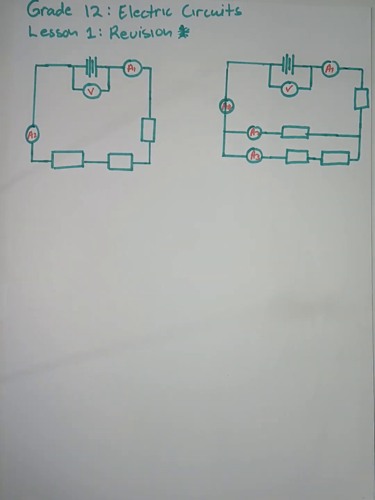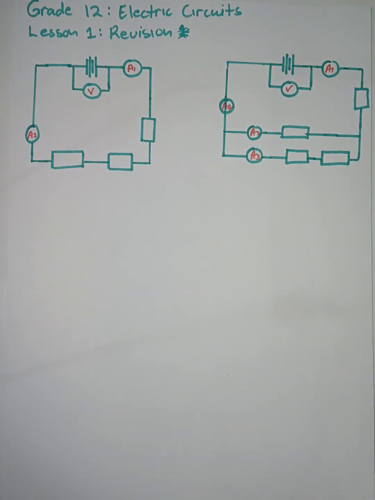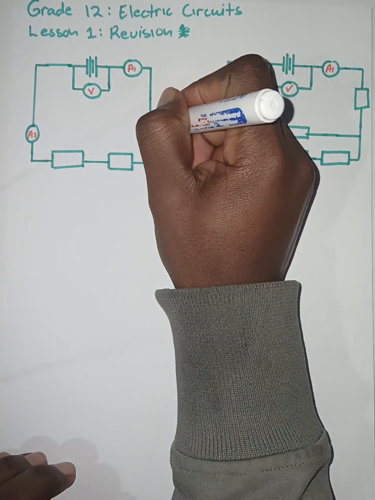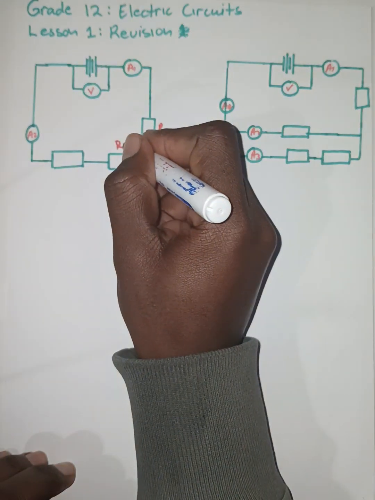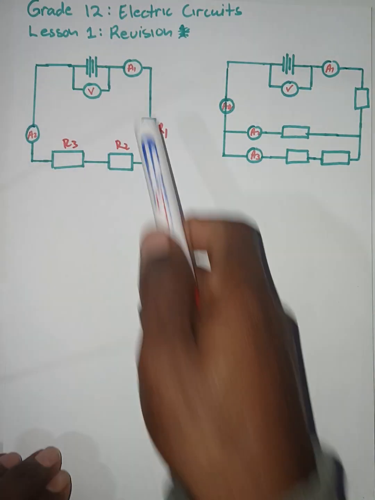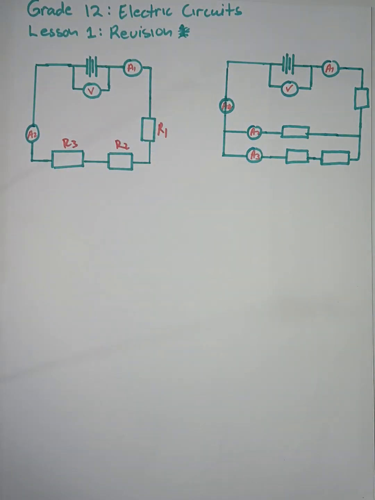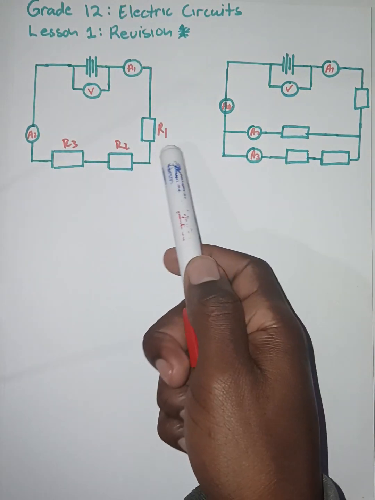Remember that current is measured in amperes, so you must know that. The resistance of the resistors is measured in ohms. I'm going to denote these resistors as R1, R2, and R3. And that is the battery. The battery provides us with a certain voltage that will be distributed to our circuit.